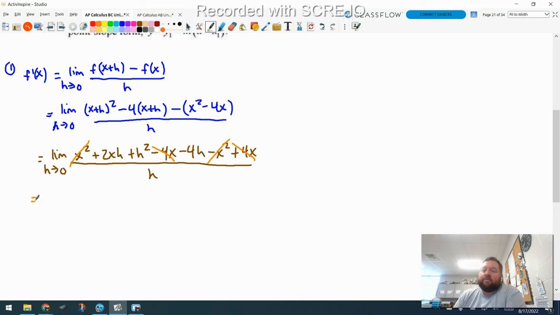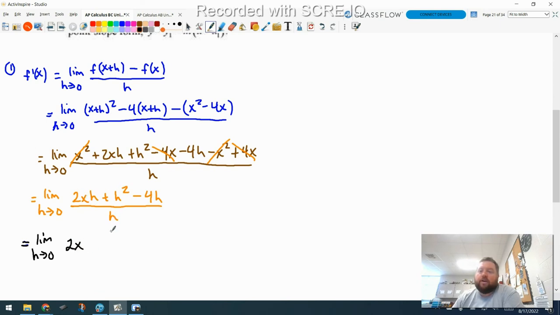All right, so now we have the limit as h approaches 0 of 2xh plus h squared minus 4h all over h. Okay, so now that everything on top has an h, we can just divide everything by the h on the bottom. So this would be the limit as h approaches 0. So 2xh divided by h is 2x. H squared divided by h is h. Negative 4h divided by h is negative 4.